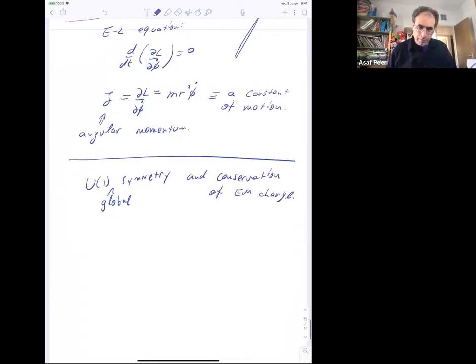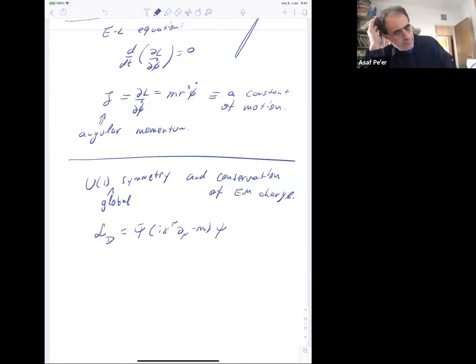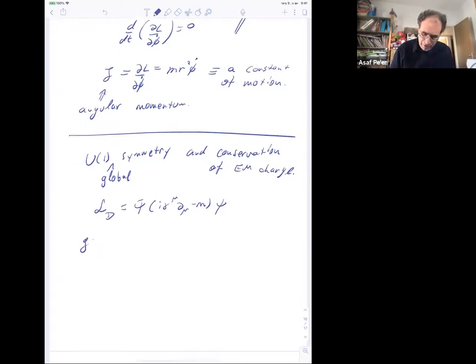Again, I'll take a minute just to give you a hint. If I look at the Dirac Lagrangian, psi bar (i gamma mu d mu minus m) psi, I can identify a global phase transformation here, which will leave the Lagrangian unaffected. The word global is important. Global phase transformation.